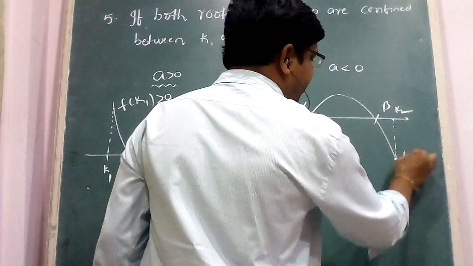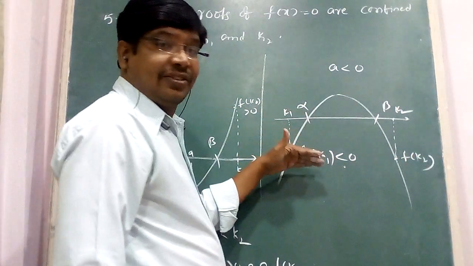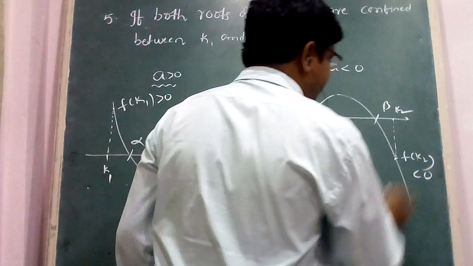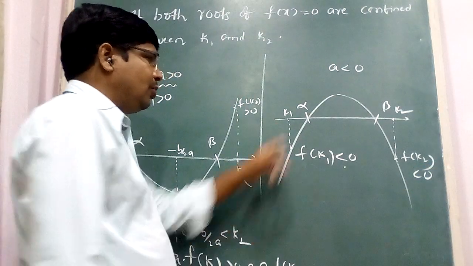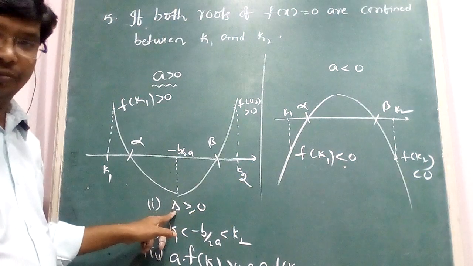It is f of k2. It is less than 0 because it is below the x-axis. Below the x-axis, less than 0. Observe here also, it may be equal also. Delta greater than or equal to 0.